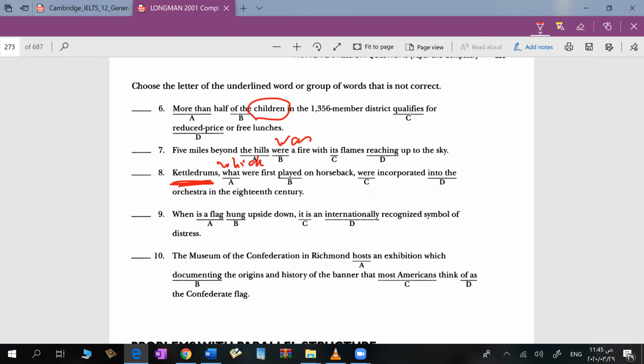"When is a flag hung upside down?" What do you think? A: "When a flag is hung." Thank you very much. Okay: "The Museum of the Confederation, Richmond, hosts an exhibition which documenting..." B, "which documents." Yes, "which documents." No "-ing" here.